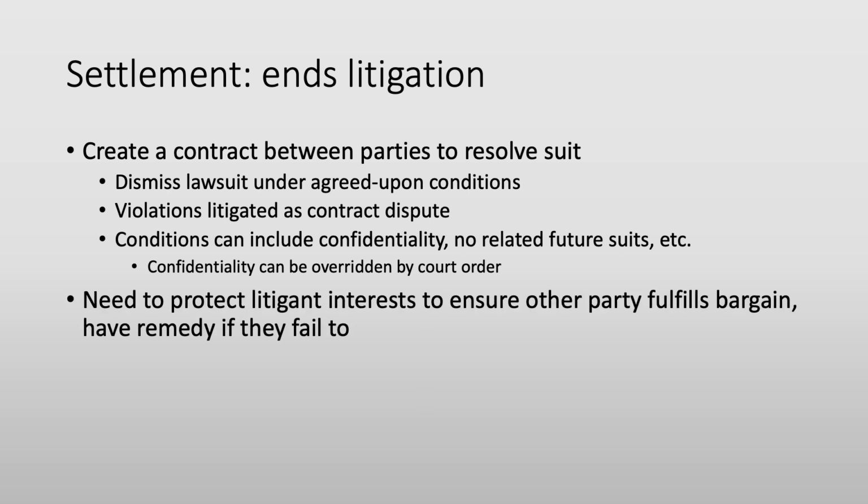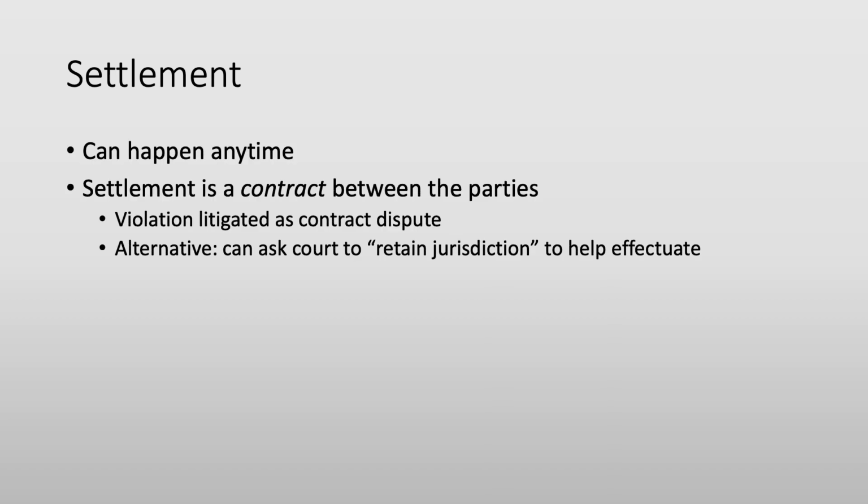One really key thing in terms of the attorney's obligations is to protect their client's interest in case the other party fails to fulfill the bargain. And a couple of ways of doing that are to file suit as a contract violation, of course. But an alternative is to ask the court to retain jurisdiction to help effectuate the conditions that the parties have agreed to. So the litigation stays live, even though it's held in abeyance.